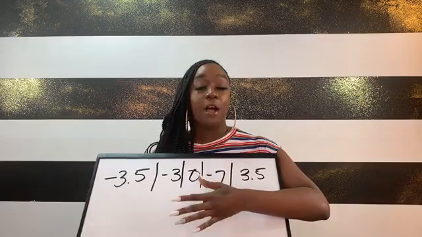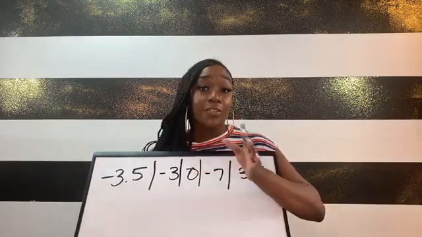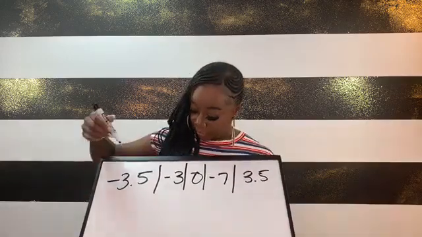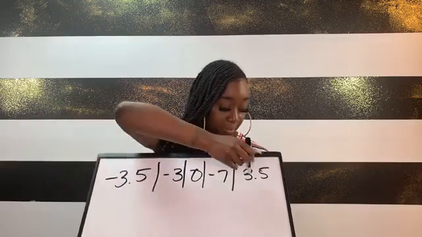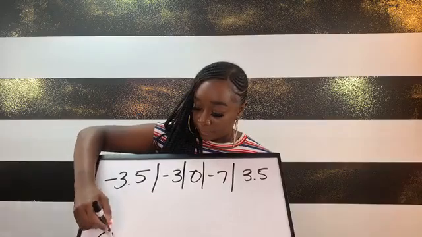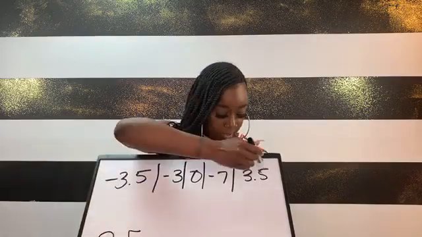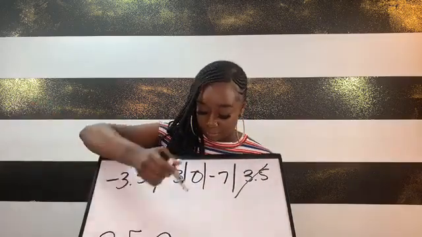A positive number is always going to be greater than a negative, even if I have 1 and negative 50. 1 is always going to be greater because it's positive. So let's focus on our positives. We have 0 and we have 3.5. I know that 3.5, of course, is greater than 0, so that's going to be my first value. All right, I know 0 is my only other positive, so that's going to be next.